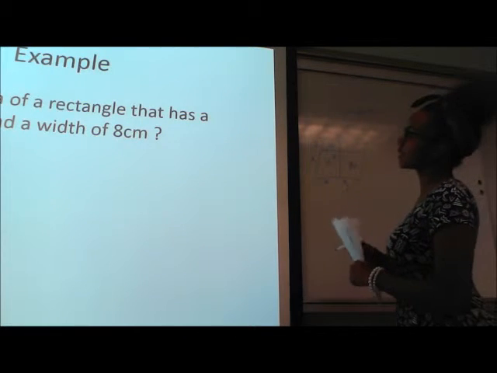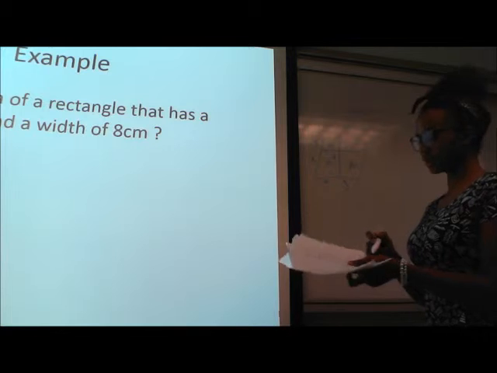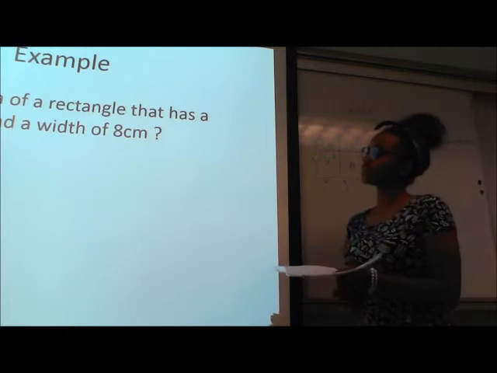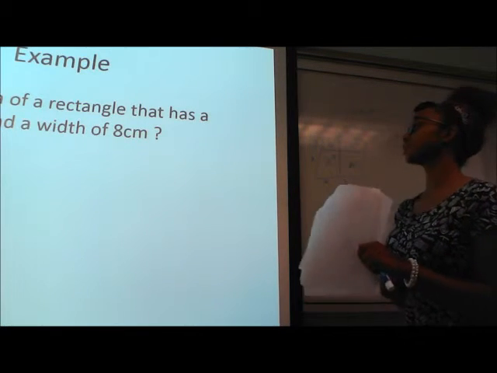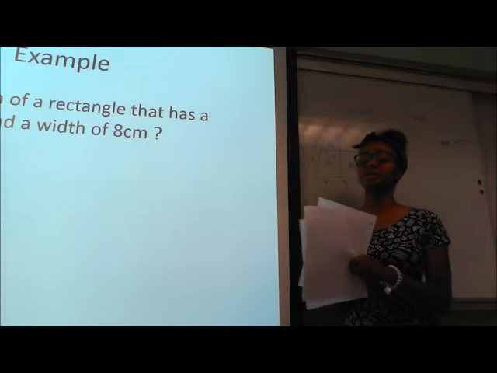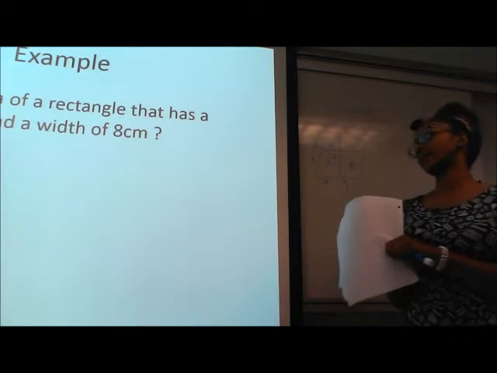All right, and our example is, what is the area of a rectangle that has a length of 4 centimeters and 8 centimeters? Well, length times width, your length is 4 centimeters, your width is 8 centimeters. 4 times 8 is 24 centimeters squared, and that's your area.